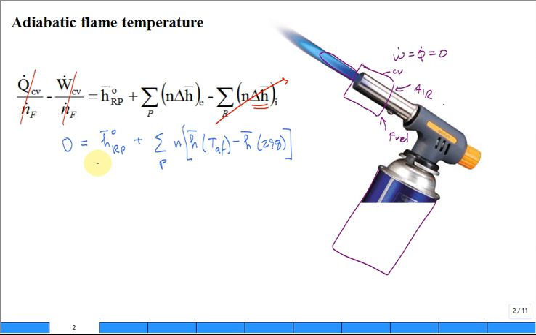This term, the standard enthalpy of combustion, was a negative quantity, and we find that as the adiabatic flame temperature increases, the enthalpy at that exit temperature is going to be greater than the enthalpy at 298 Kelvin. Hence, this is a positive quantity multiplied by the stoichiometric coefficients. All this is positive. So when the adiabatic flame temperature is sufficiently high, then it zeroes out the energy balance equation, and that's how you calculate that adiabatic flame temperature.